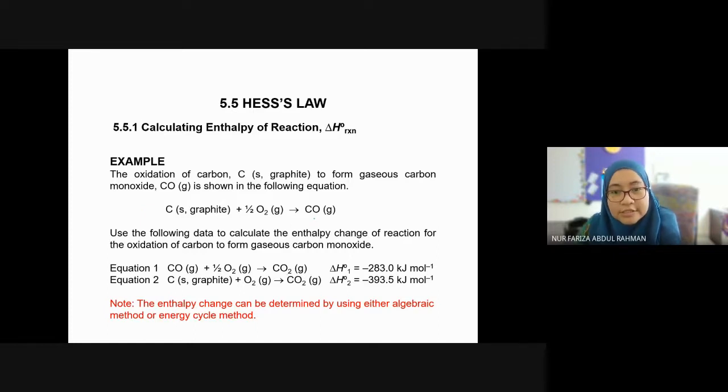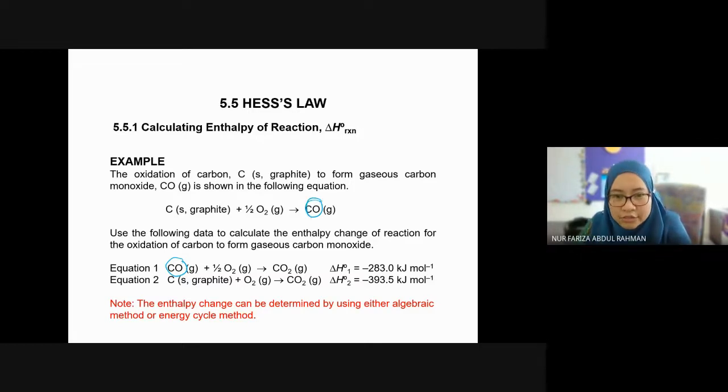So let's check. We have to make sure that CO must be on the product side, because this is our target. CO must be on the product side. Now let's check the equations given to us. We do have CO. It must be related: all these components in the target equation must be in equation 1 and equation 2. They are there, but scattered. Some are here, some are there, and it is the wrong way round.